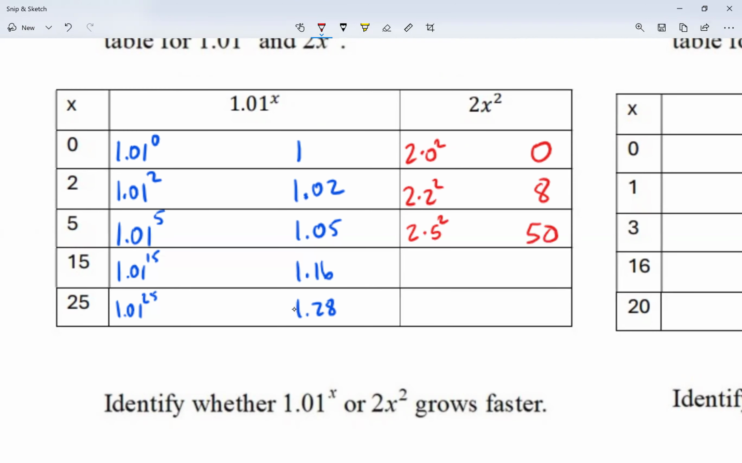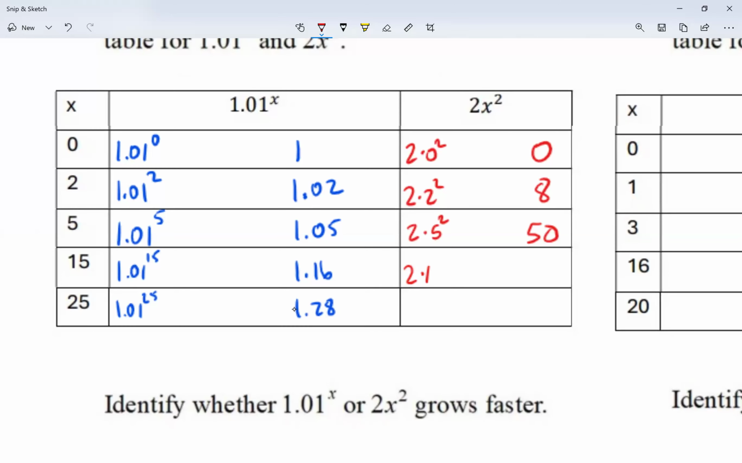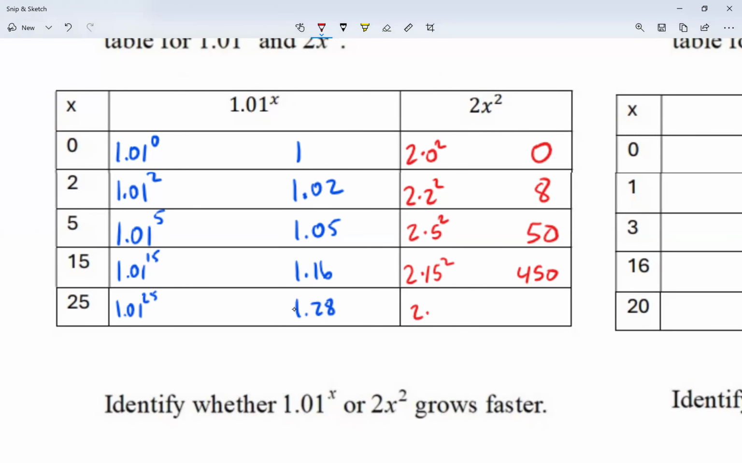calculator says 50. How about 2 times 15 squared? Well, my calculator says 450. How about 2 times 25 squared? And my calculator says 1,250. Whoa. So in this case, they start at 0 and then it was growing up fast.